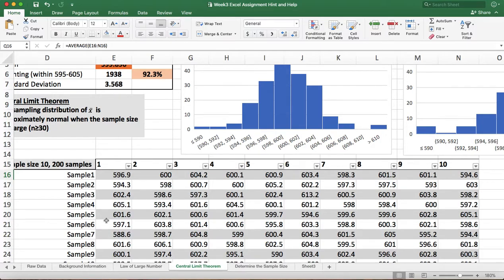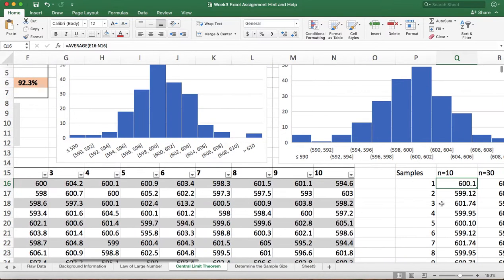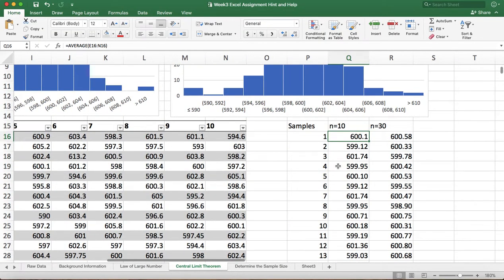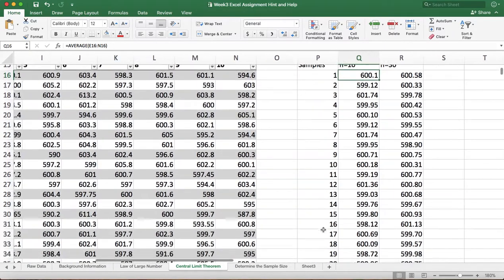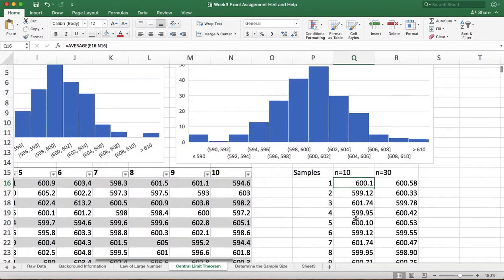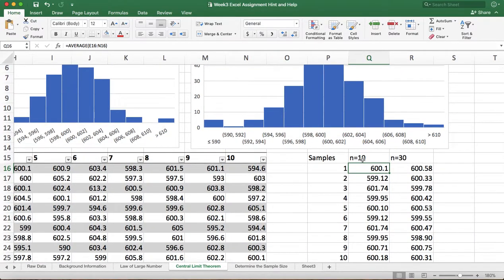200 times, and I got 200 samples. The sample size is 10, and I calculate every sample's mean. Look at this column. I have 200 means. Obviously, even though the sample size is the same, 10, the means are different.